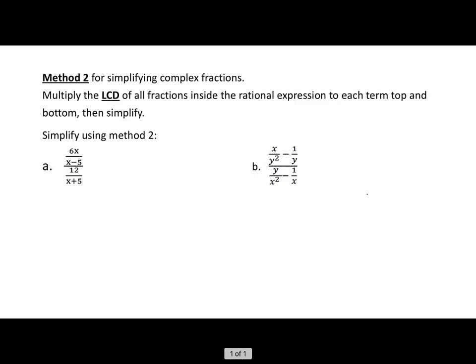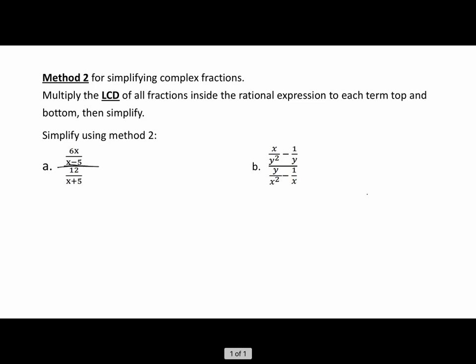In method 2 for simplifying complex fractions, I'll be looking at the same problems but using a different method. How this method works is we multiply the least common denominator of all fractions within the rational expression to each term, top and bottom, numerator part, denominator part, and then simplify. This is my preferred method. It's, I think, quicker and easier for me, but you can choose whichever method you prefer. So let's use this method here.